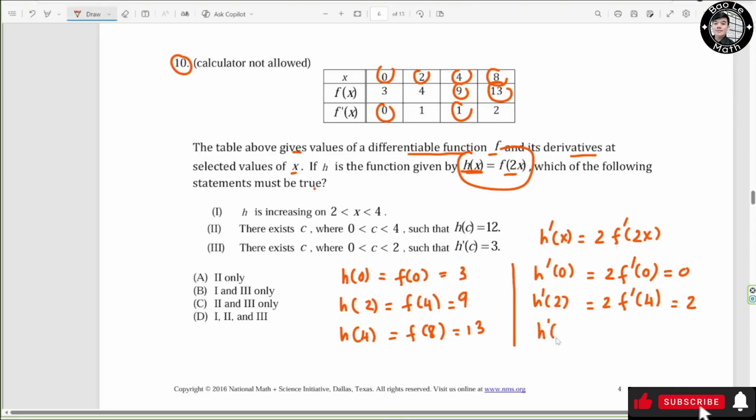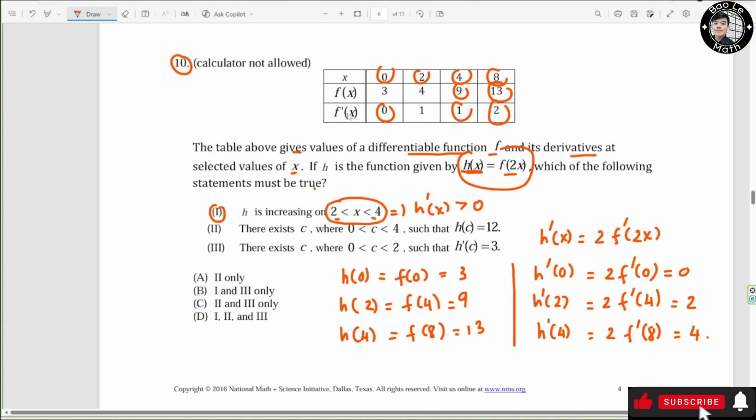Now h prime of 4 equals 2 times f prime of 4 times 2, it could be 8, right? So f prime of 8 equals 2 right here, right? So it could be 4. Number 1. The function h is increasing on the interval 2 to 4. In order for the function to be increasing on this interval 2 to 4, we need h prime of s to be greater than 0 for all s in this interval, right?